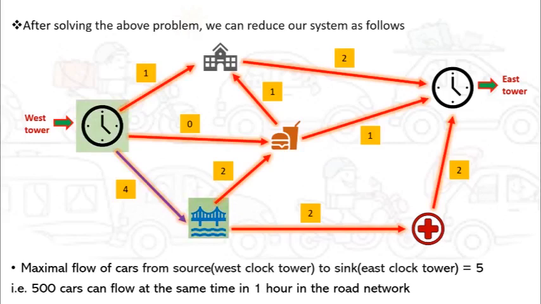But in the initial stage we saw that 1000 cars can flow through this road. So we can say that without having a traffic problem, the maximum number of cars that can flow from the West Clock Tower to the bridge is 400. Further necessary steps can be taken to reduce the traffic, such as widening the bridge, road, etc.